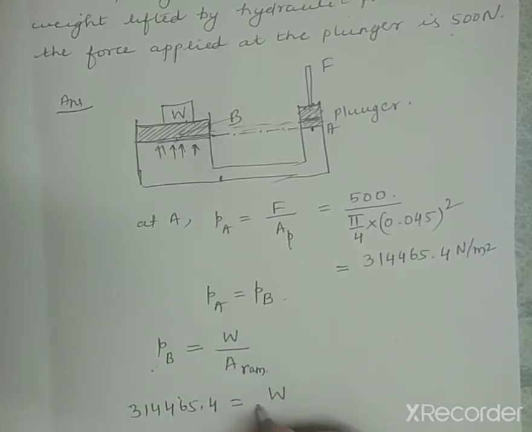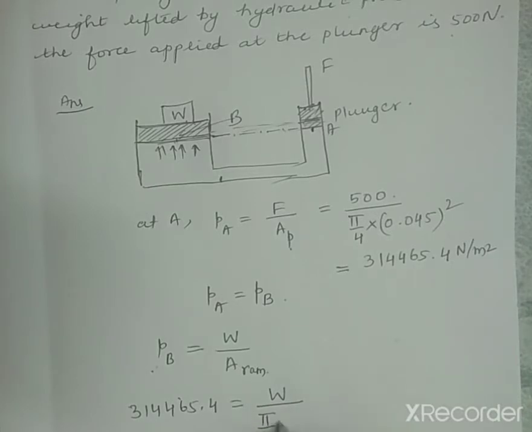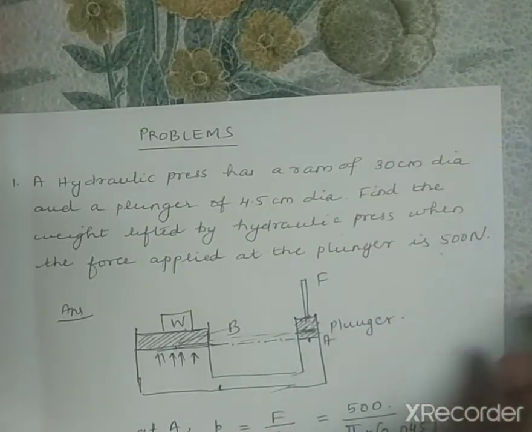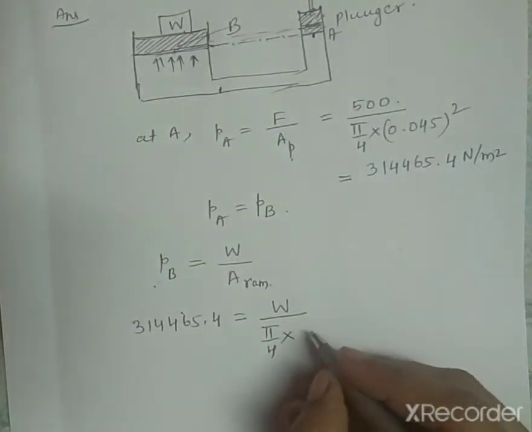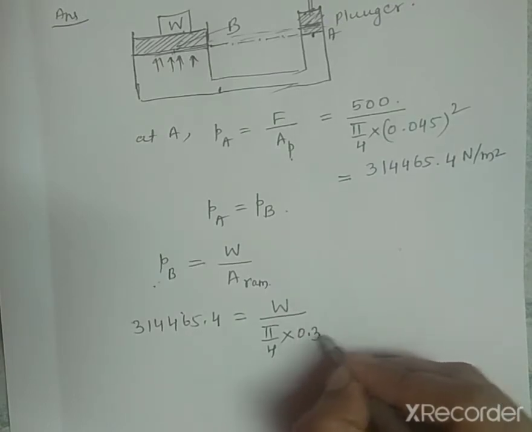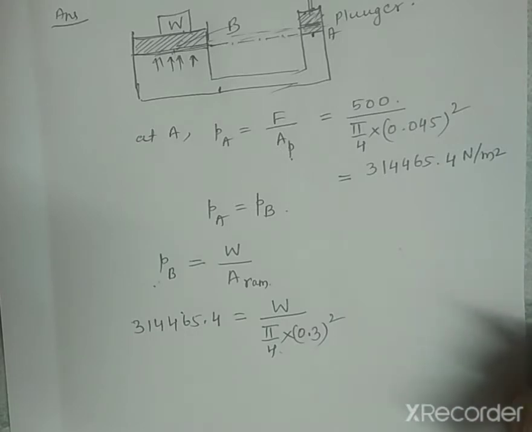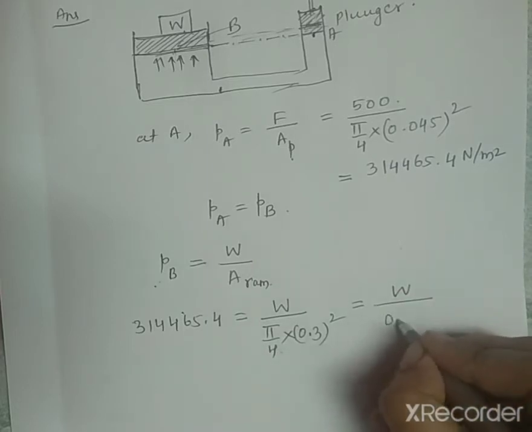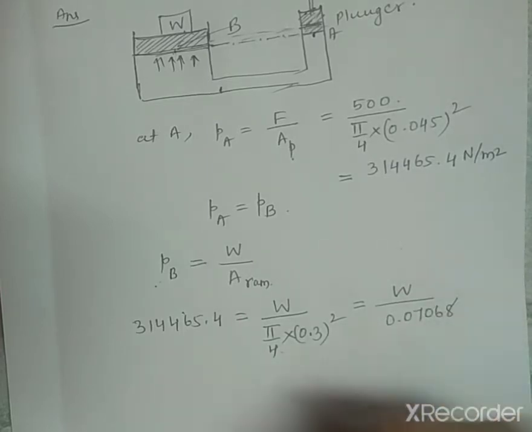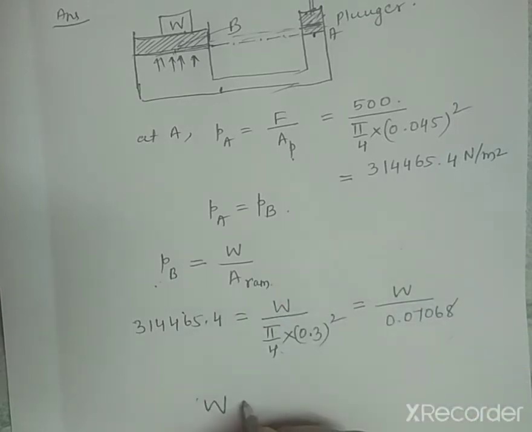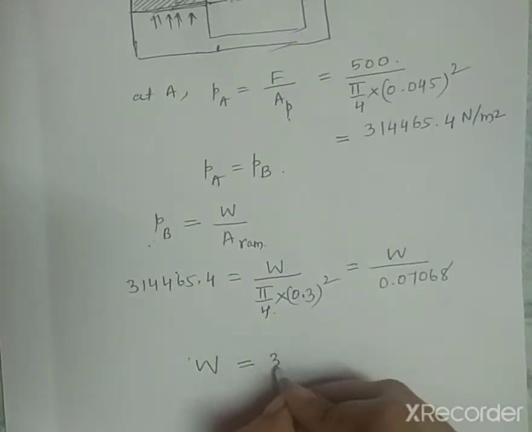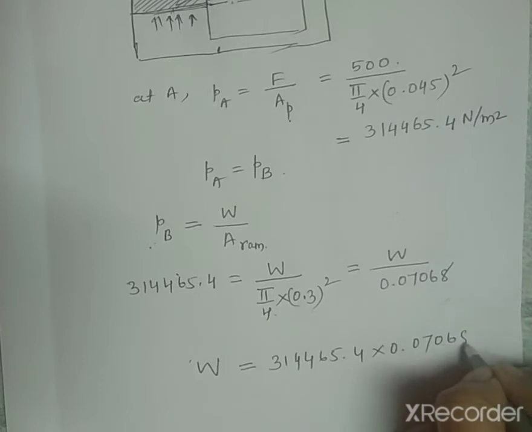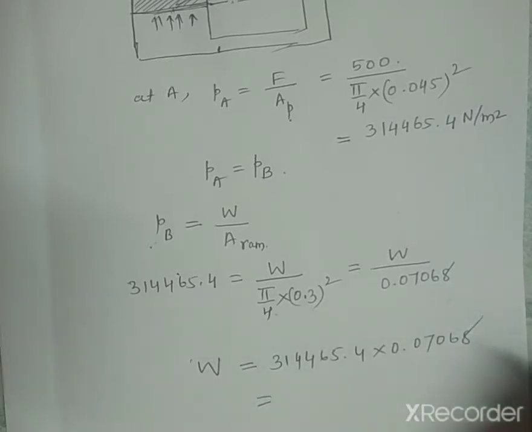Okay, so this value I am substituting over here: 314,465.4 equals W, the unknown, divided by the area of the ram, which is pi by 4 into the diameter of the ram squared. What is the diameter of the ram? That is 30 centimeters, so I am writing this as 0.3 the whole square, pi by 4 d square. So this is W divided by 0.07068. Okay, so from this equation we will get the value of W as 314,465.4 into 0.07068.